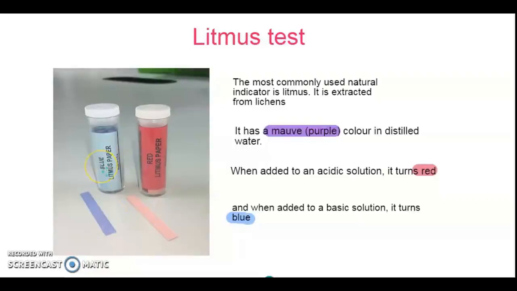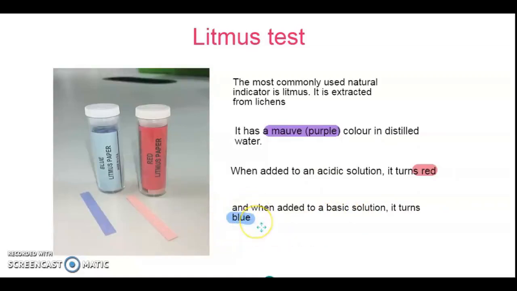There are two types of litmus paper, blue and red. So, how is this litmus paper formed? Yes, the litmus papers are formed from the extract of a lichen. So, the extract is taken and to that extract, if you add water, it will turn into purple. And if you add an acid, it will turn to red, and if you add a basic solution, it will turn to blue.